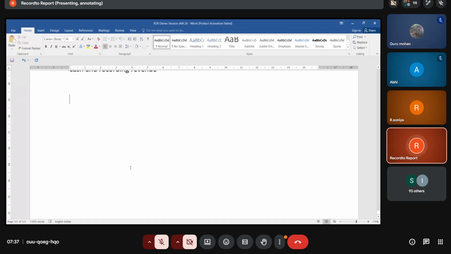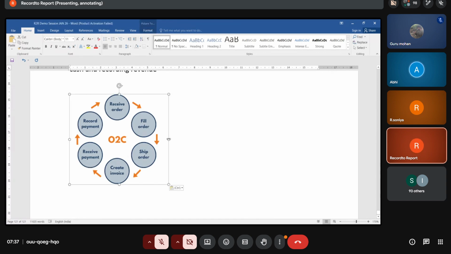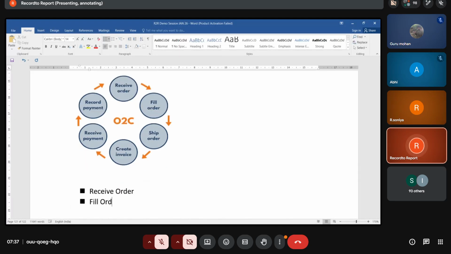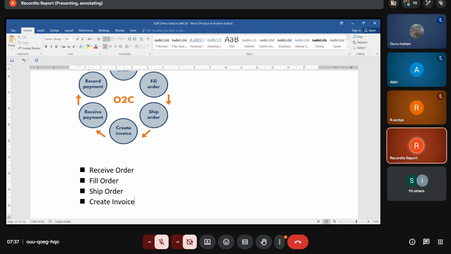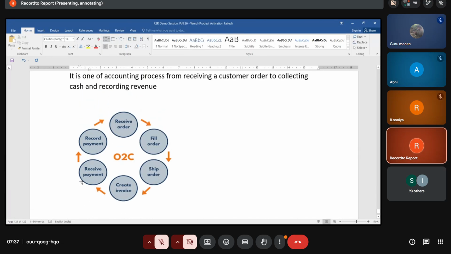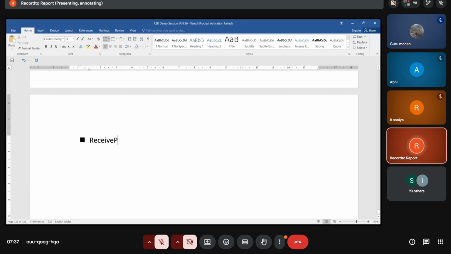So first cycle is receiving the order from a customer. First cycle is receive order. Then what will happen? We will fill the order and ship the order, which is nothing but deliver the goods, and create an invoice, and receive payment and record payment.